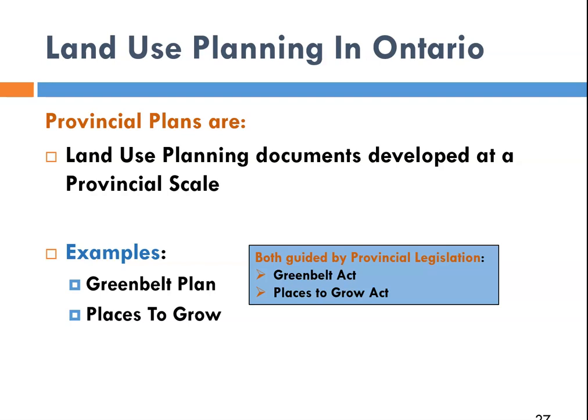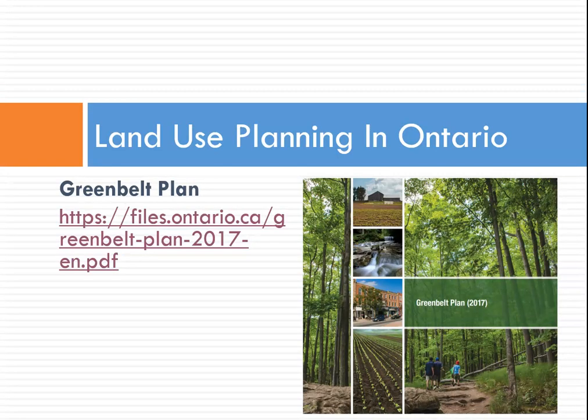So the two examples that we're going to be looking at are the Greenbelt Plan and Places to Grow. And you'll see as part of the lecture slide, what I've included is that there are provincial pieces of legislation that guide the development of these two planning documents or guidance documents. We're going to specifically look at the plan as part of this lecture. So I'm going to start with the Greenbelt Plan. You can access the PDF from the link in the lecture slide.